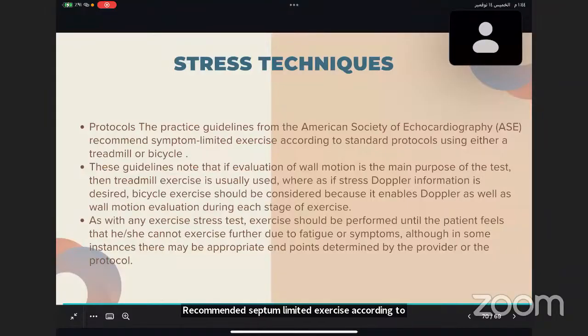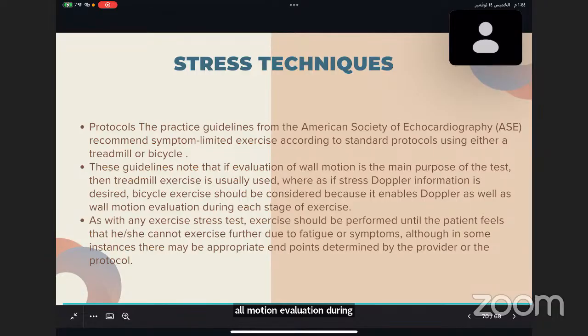This guideline notes that if evaluation of wall motion is the main purpose of the test, the treadmill exercise is usually used, whereas if stress Doppler information is desired, a bicycle exercise should be considered because it enables Doppler as well as wall motion evaluation during each stage of exercise.